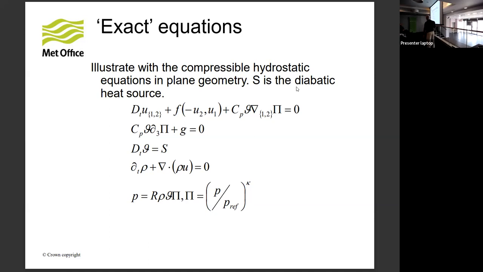S is a generalized diabatic heat source. That leads into these two horizontal momentum equations, with the pressure gradient term in the horizontal, and hydrostatic balance in the vertical. Then the potential temperature equation with some source term S, the continuity equation, and the equation of state. Keeping the fully compressible formulation is very important, to keep it consistent with the unified model if you're doing diagnostics.